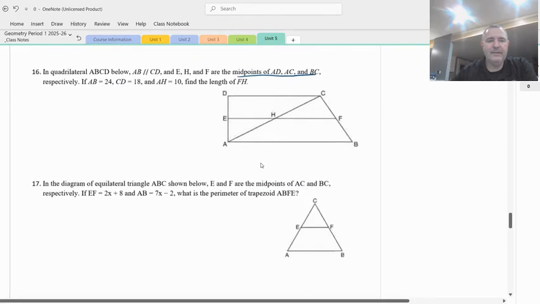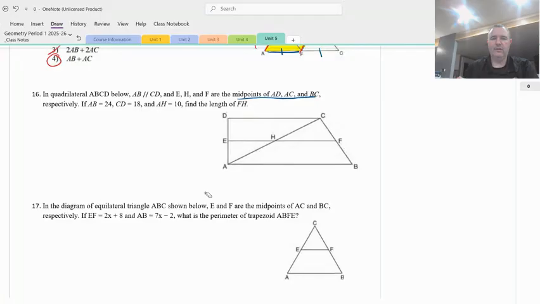All right, number 16. So we're going to start by labeling everything first. So we know that AB is 24, that CD is 18, and we know AH is 10. We don't want to get super confused here. So keep in mind that we have E, H, and F that are midpoints. E is a midpoint of AD, H is a midpoint of AC, and F is a midpoint of BC. And we are trying to figure out the length of HF, FH. So this is what we're trying to figure out.